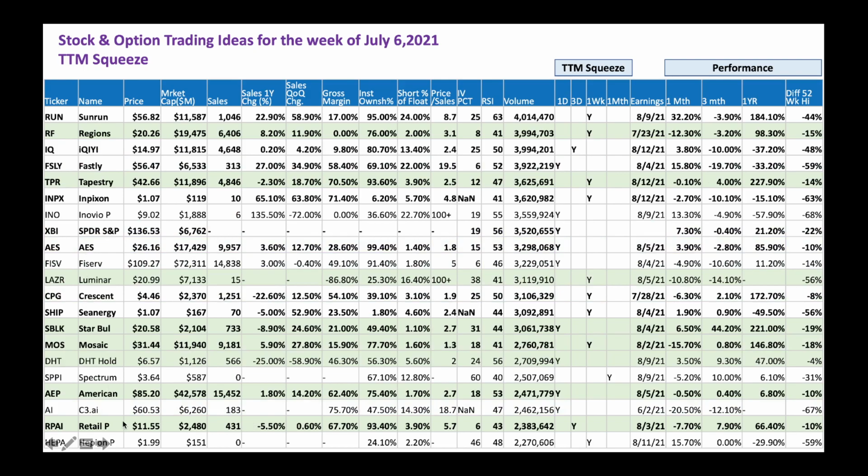We got a couple more here, and I've highlighted some stocks here: Regions, Tapestry, Luminar, and so on and so forth. You can look at some of these stocks here and see if it's worth buying the stock outright, or you could even do options like we talked about. AEP, American Electric Power, I think it's a good stock here. They're down 10%. You could buy them.